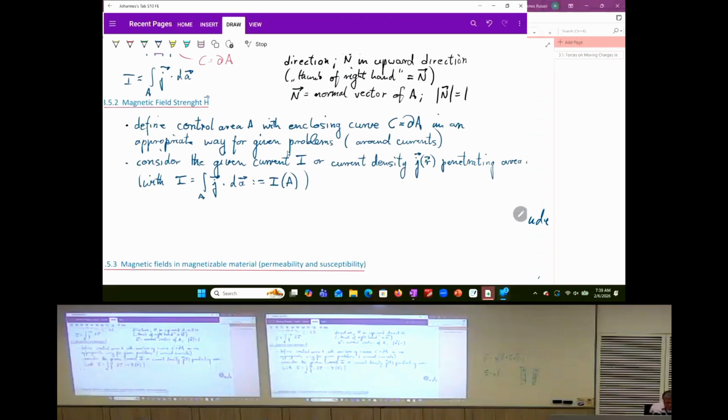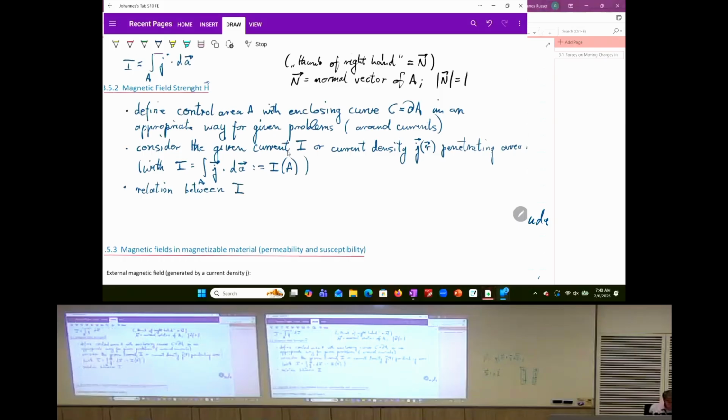And the very interesting part is now the relation here, and that you have to accept because it is a physical law that is based on empirical considerations. So we have a relation between the current and the magnetic induction.